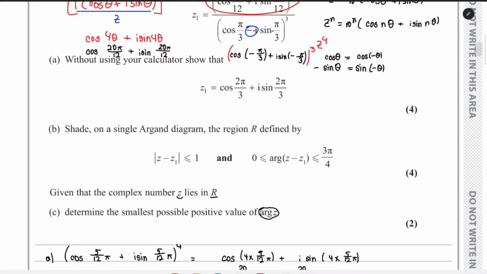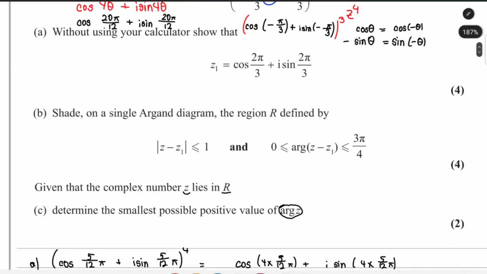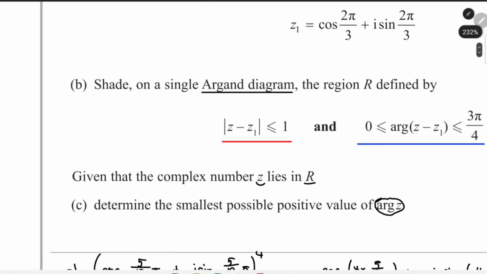Now for part B, we have to shade on an Argand diagram these two graphs over here, modulus of z minus z1 less than 1 and this one here. I'll do one in red and one in blue. So for the red one, anything in this form, modulus of z minus z1 equals r, is a circle with center z1 and radius r.